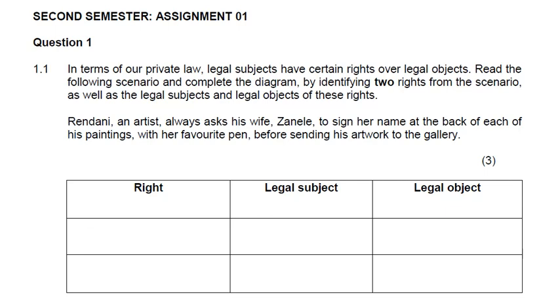Okay, now that we have found the definitions of our keywords, let us read the question again. It says, identify two rights from the scenario as well as the legal subject and object of these rights. Okay, from our definitions, we now know that our legal subjects are Rendani and Zanelli. Then the legal objects are the painting or the artwork and the pen that Zanelli uses to sign the paintings. Okay, now we need to identify the two rights. Let us go to our study guide.